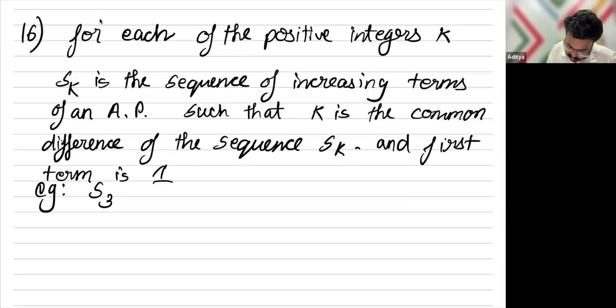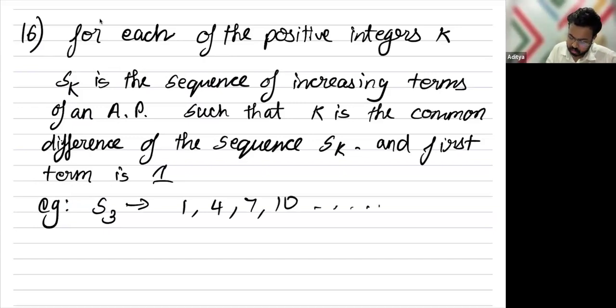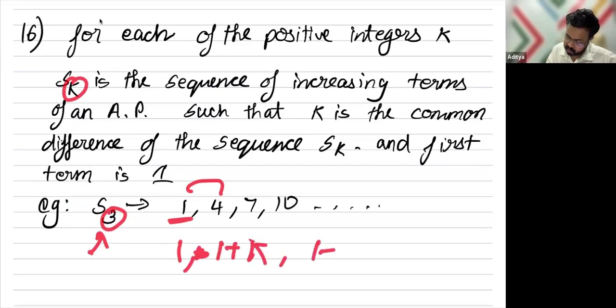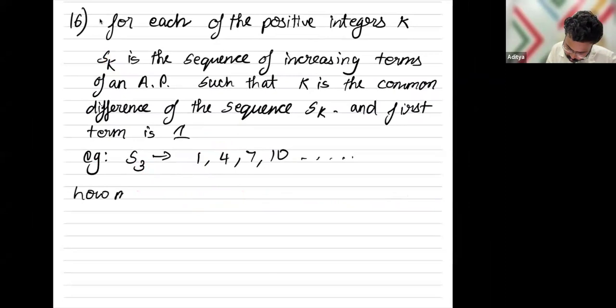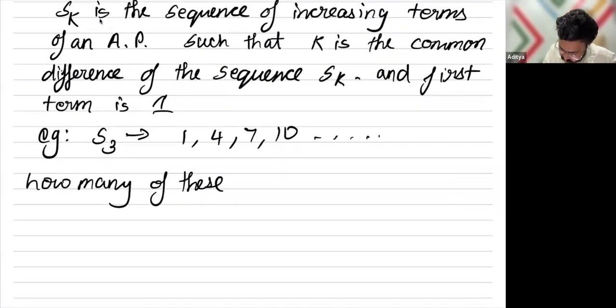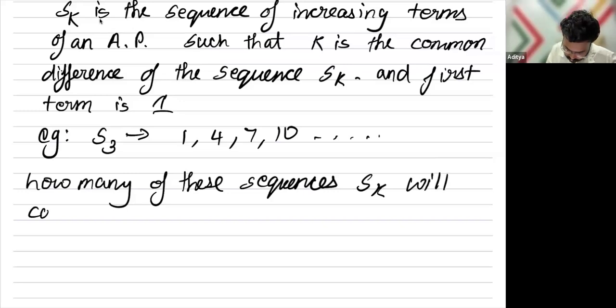So for example, S of 3 can be written as 1, 4, 7, 10, and so on. All of these sequences will start with 1, and their common difference will be whatever number is over here. So Sk will be 1, then 1 plus k, 1 plus 2k, and so on. Now what you have to do is, how many of these sequences Sk will contain 2024 in it?